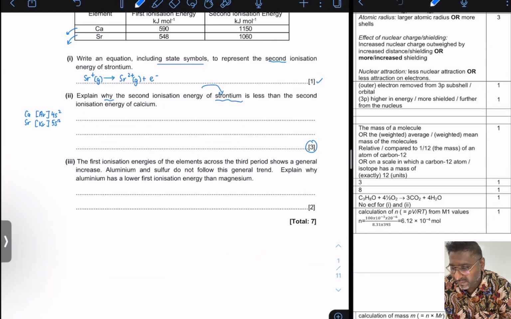I give you a simple example. Let's say you have boy A and boy B. And then the question is, why did this girl select boy A?